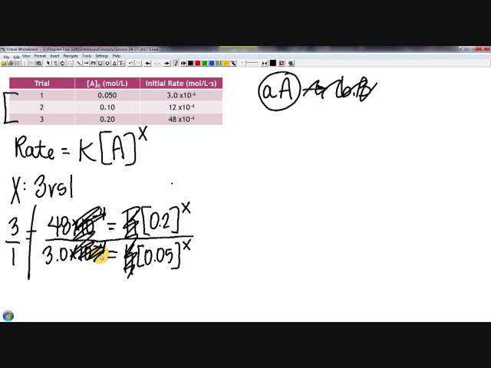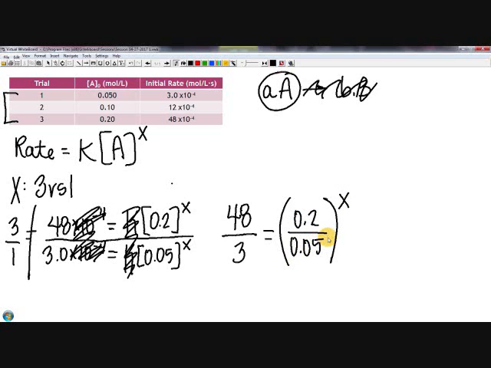So rewriting this, to simplify, I'm going to have 48 over 3 is equal to, and then have you guys done this in math before, where if they're both taken to the same power and you're dividing them, then you can simplify it by putting the fraction inside and then putting it to the power on the outside? Have you guys done that before? So I'm going to do that with 0.2 over 0.05. Okay? So this is helping us figure out how to solve for x.